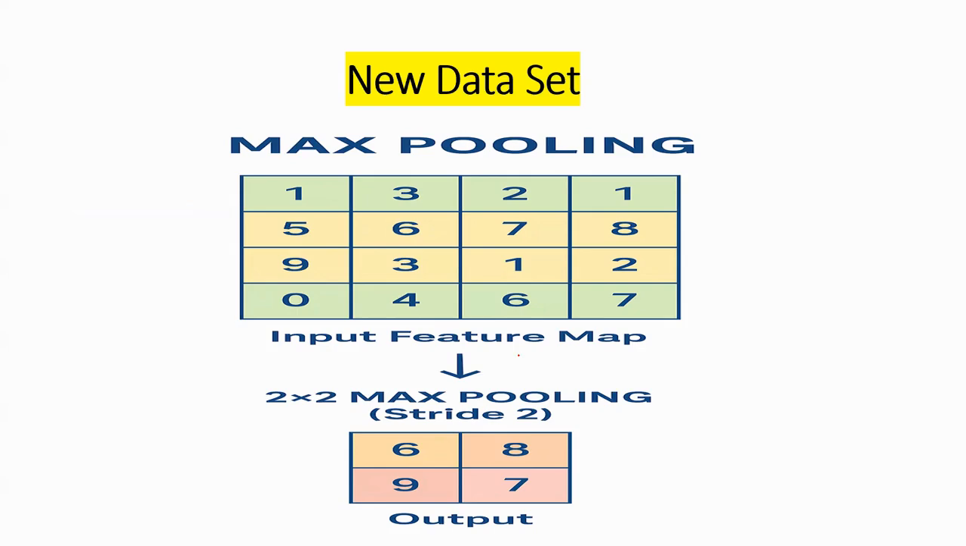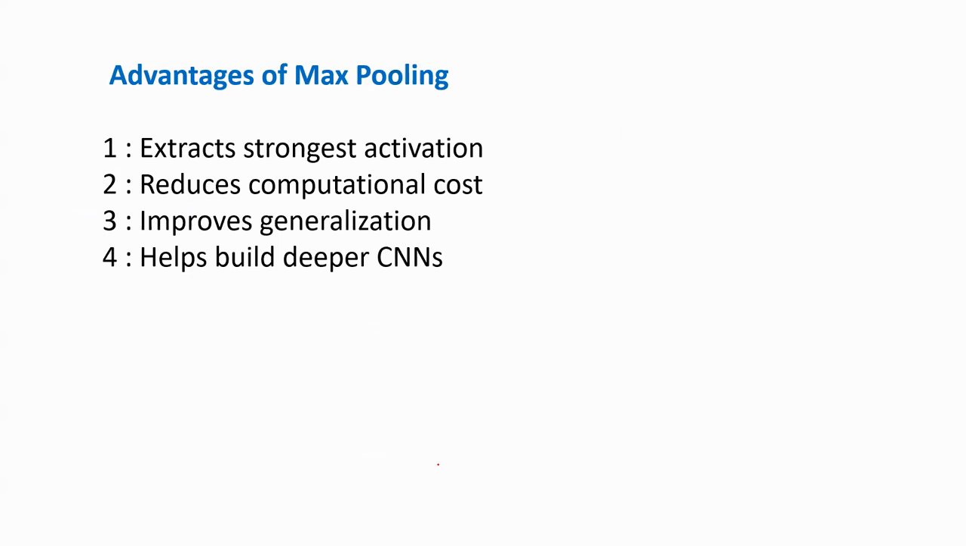Here we get a 2 by 2 matrix from the 4 by 4. The meaning is that a large data set is reduced into a small data set, a reduction of the data size. Here are the advantages of pooling. First, extraction of the strongest activation, and second, it reduces the computational cost. Third, it improves generalization, and fourth, it helps build deeper CNNs.